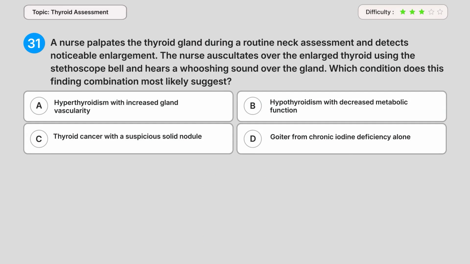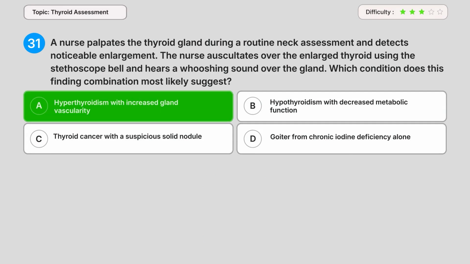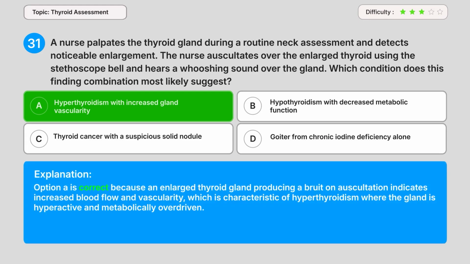Correct answer: A. Hypothyroidism with increased gland vascularity. Explanation: Option A is correct because an enlarged thyroid gland producing a bruit on auscultation indicates increased blood flow and vascularity, which is characteristic of hyperthyroidism where the gland is hyperactive and metabolically overdriven.